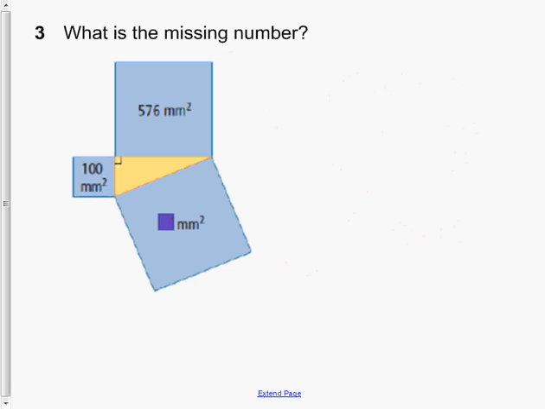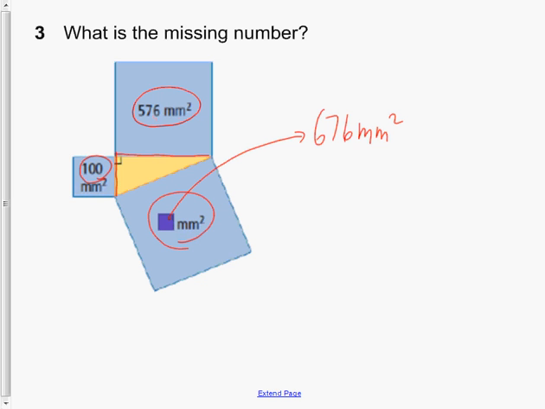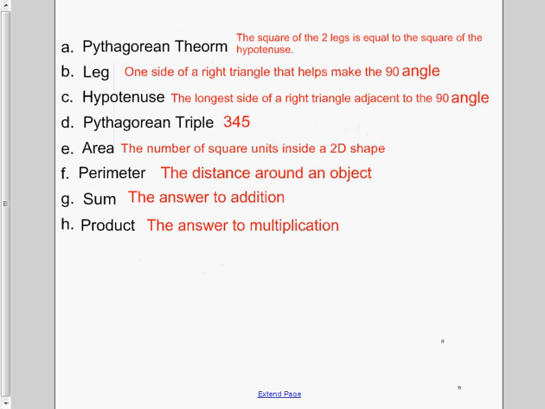Now, in this particular question, this is a leg and this is a leg. So this area plus this area will equal this area. And that's a pretty easy question. So therefore, the missing area is 676 millimeters squared. There are your vocabulary answers.